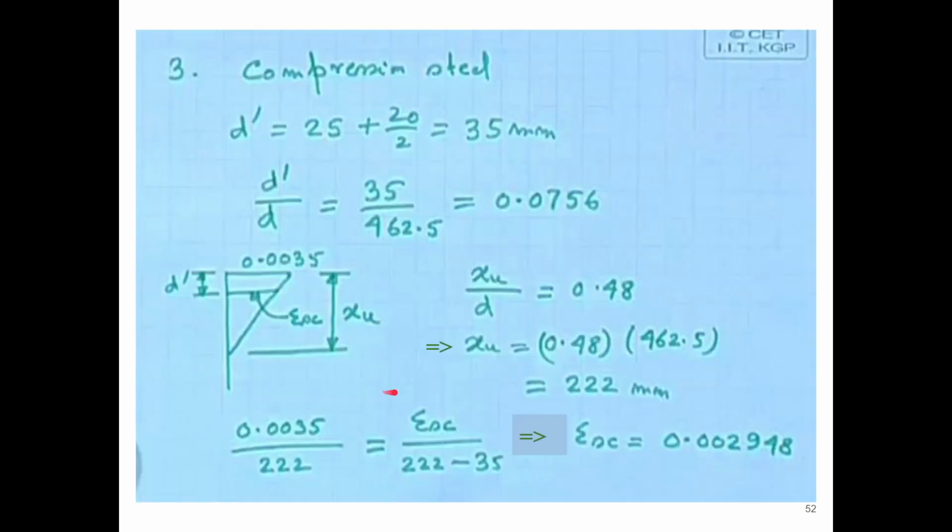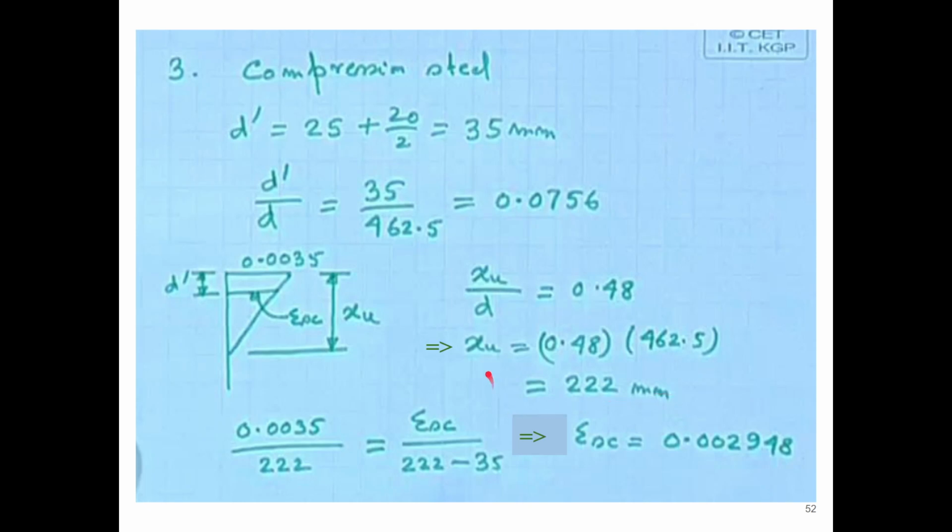It is 177. What we will try to find is the Mu2 value for compression. So for that we will use the compression steel. d prime is 25 plus 20 by 2, which is 35. So d prime by d is 0.0756. Xu by d is 0.48, right? So Xu will be 222 millimeter.